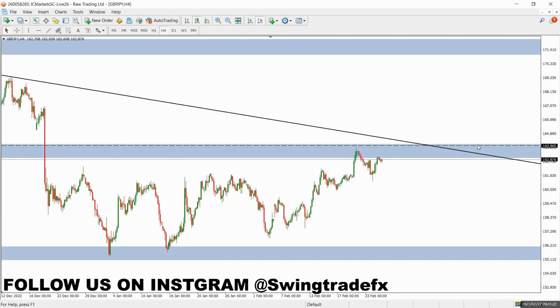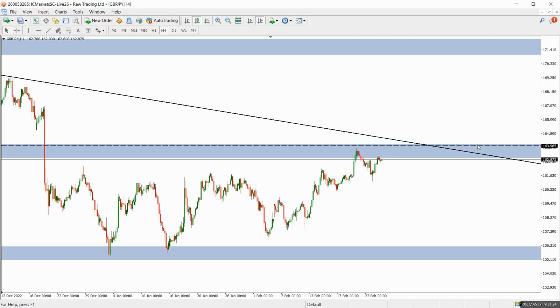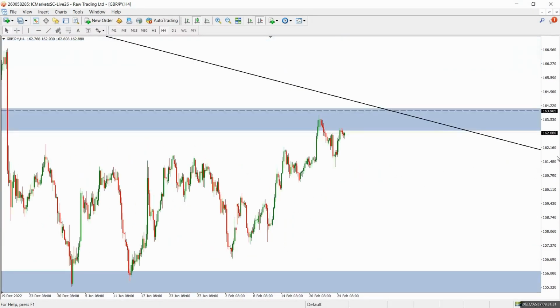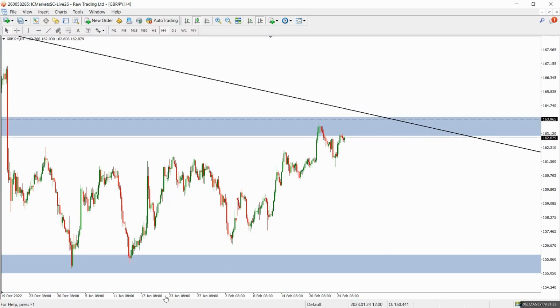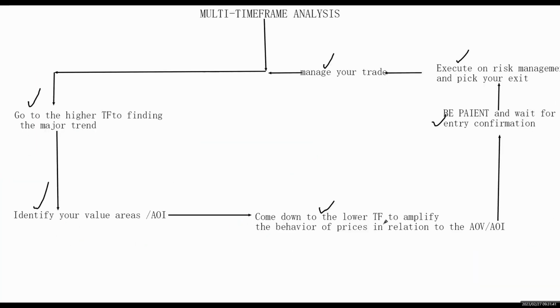So now this is looking very beautiful, right? The first thing I want us to see is the behavior of the market in relationship to this key value area. Remember what I said on the whiteboard. I said, come down to the lower time frame to amplify the behavior of price in relation to the area of value or area of interest.